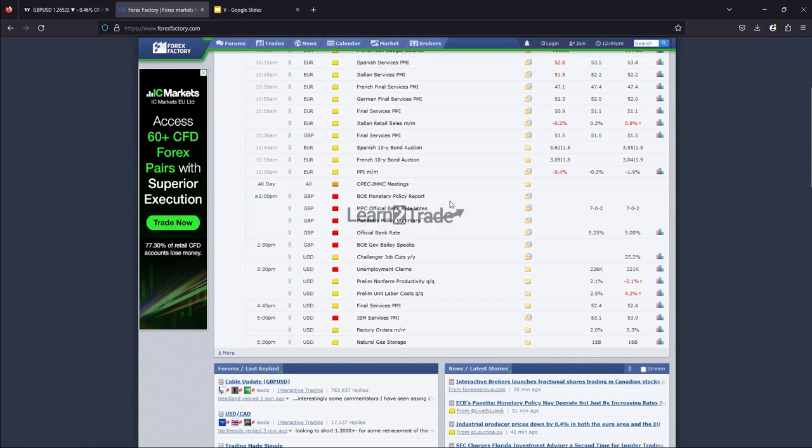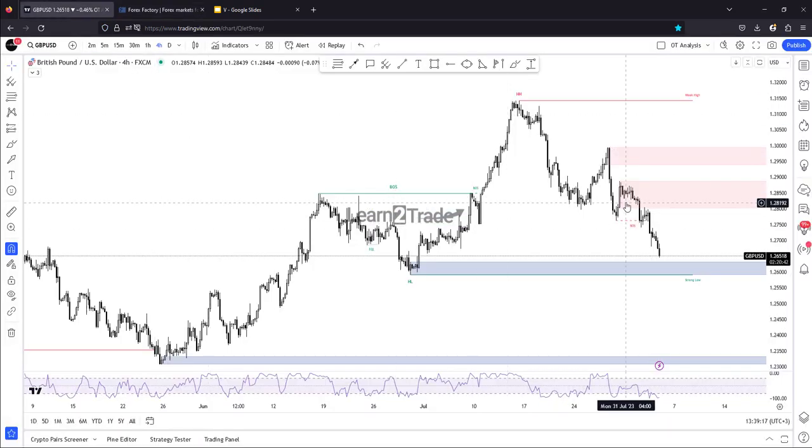So later, the BOE, the Bank of England, is expected to deliver a 25 basis points hike. Again, the official bank rate is expected at 5.25% versus 5.00%. Don't forget, guys, that the BOE could bring sharp movements and high volatility right now, and in the short term.